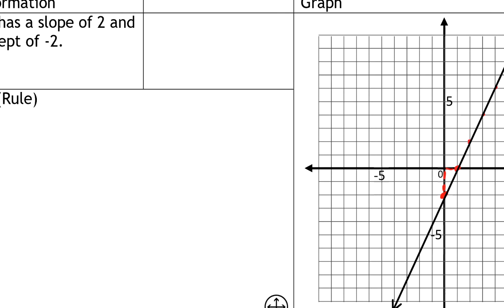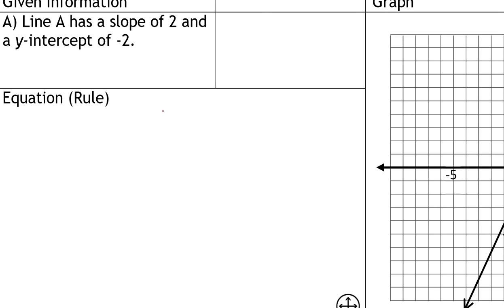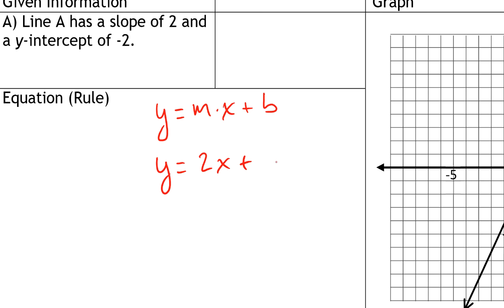Now, the form of an equation that we've been using most often is that a particular y value equals the slope times the x value as an input plus your starting point, your y-intercept. So for this particular line, the equation would be y equals 2x. We had a slope of 2, up 2 over 1, and then plus this y-intercept of -2. For convenience, you could just write minus 2.